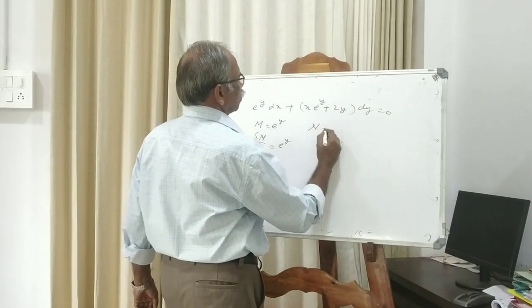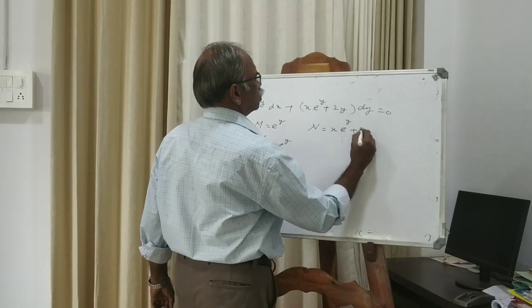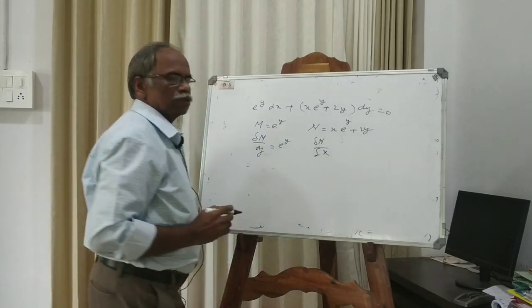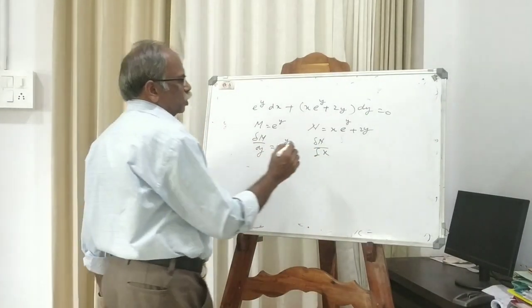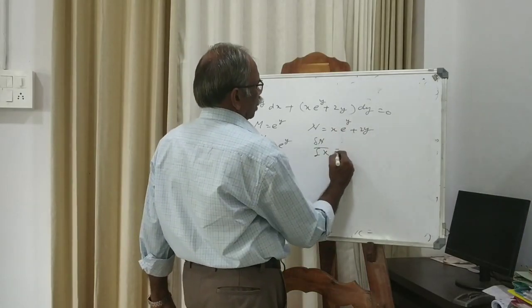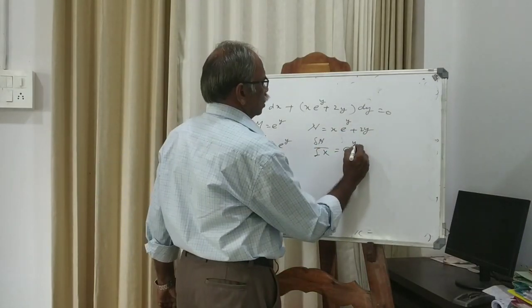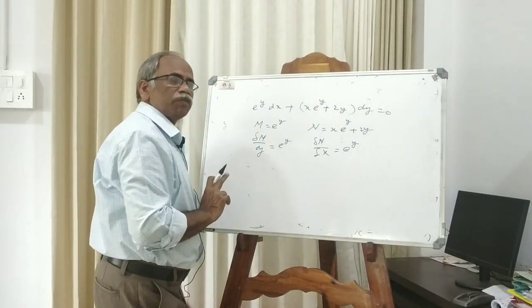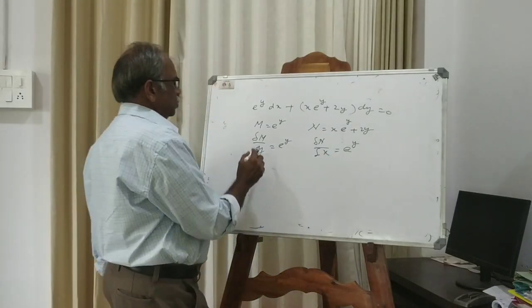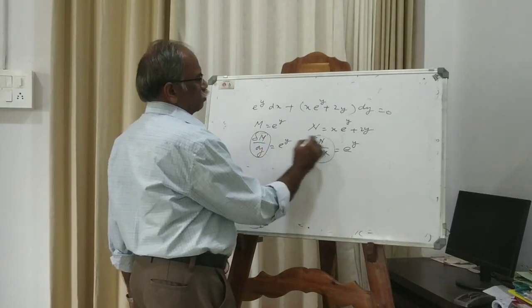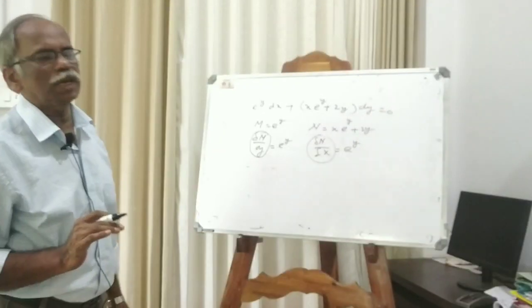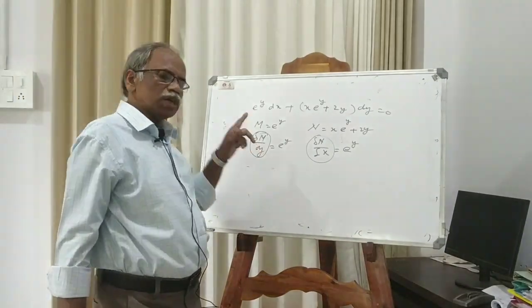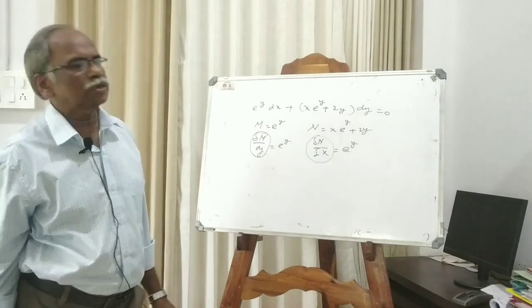The value of N is x into e raised to y plus 2y, and we differentiate this with respect to x. What is the derivative of this partially with respect to x? It means taking the other terms as constants. So, e raised to y is a constant and the derivative of x is 1, and 2y is also a constant. We are differentiating partially with respect to x. So, this is e raised to y. In this case, partial dM by dy and partial dN by dx are equal, both are equal. So, the given differential equation is exact.